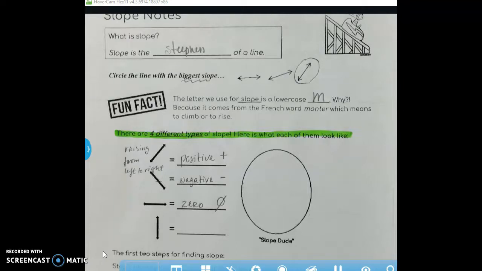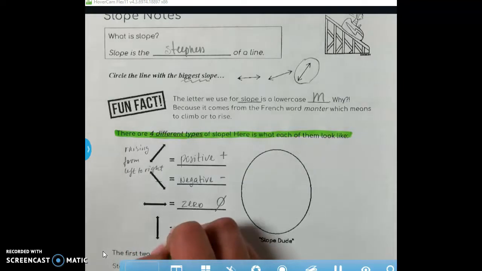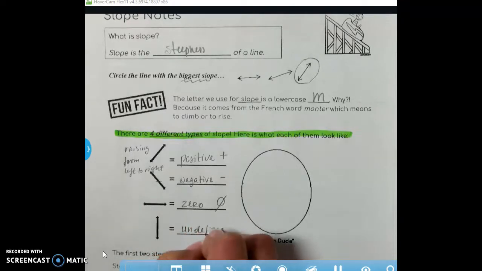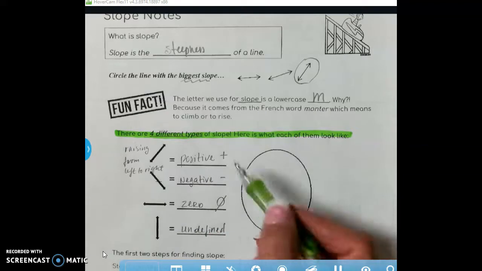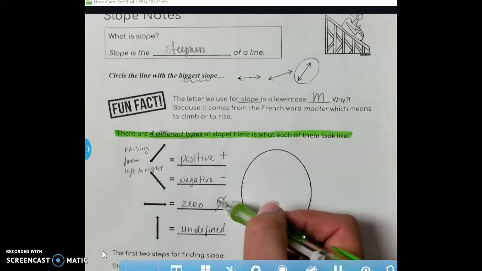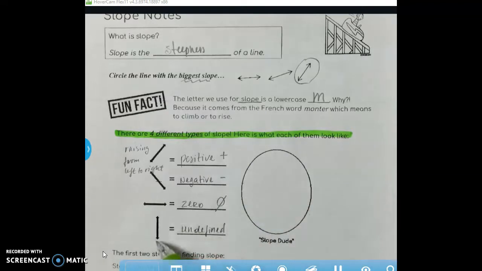And then what we call this right here is undefined. This particular slope, so all of these will have a numerical value, but this particular slope will always stay in this term, undefined. So we never have a numerical value that we can give to this particular graph.